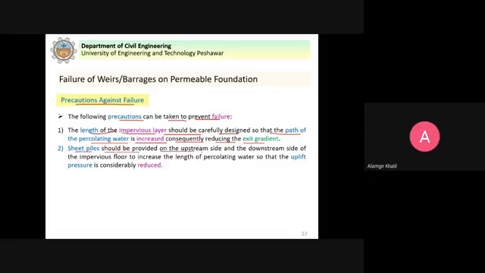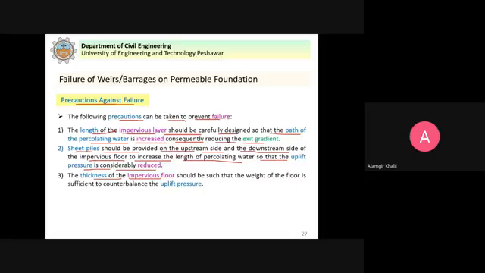Sheet piles should be provided on the upstream side and the downstream side of the impervious floor to increase the length of the seepage path so that the uplift pressure is considerably reduced. The thickness of the impervious floor should be such that the weight of the floor is sufficient to counterbalance the uplift pressure. Energy dissipator blocks should be provided. So you see the blocks which you already saw in the figure previously, the baffle blocks, they are provided to dissipate the energy.